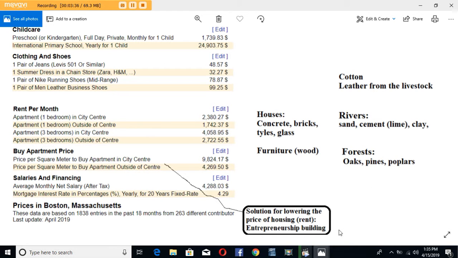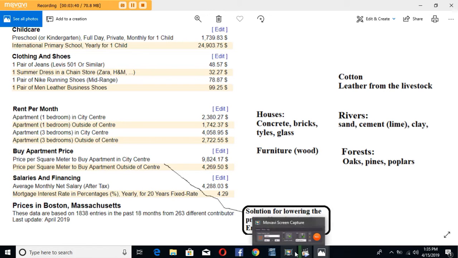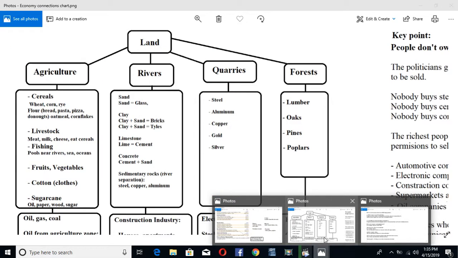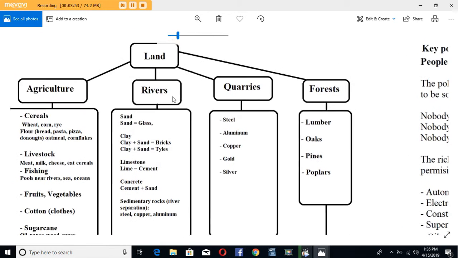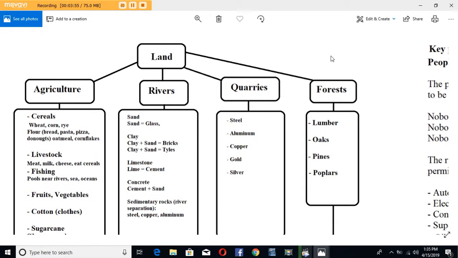All the raw materials can be found in agriculture zone, such as cereals, cotton, oil, gas, coal and mined resources from the rivers and quarries such as steel, copper, aluminum, concrete, bricks, tiles and lumber. Each city can have an agriculture zone for the raw materials.